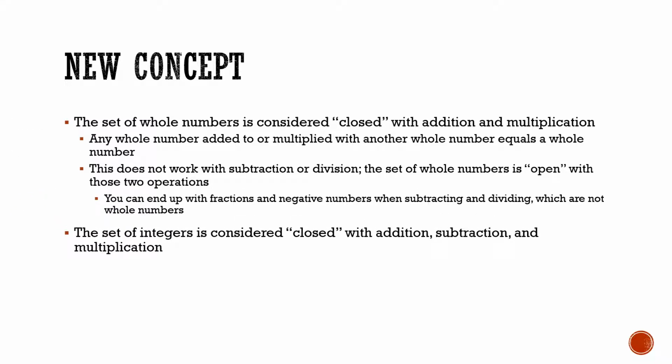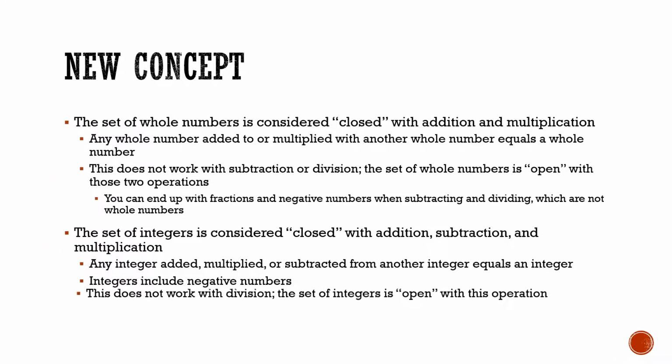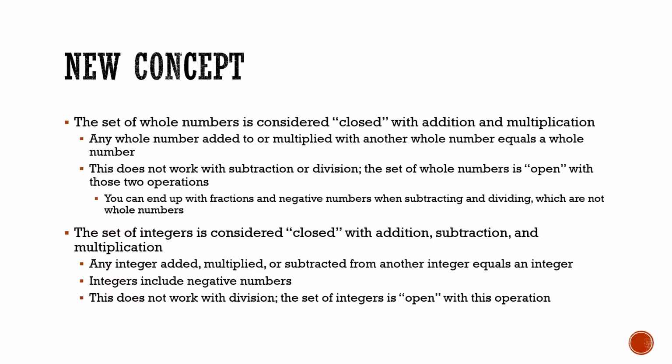The set of integers, which remember are all the whole numbers and their negative opposites, that set is considered closed with addition, subtraction, and multiplication, so all three, because negative numbers are part of the set of integers. So you're always going to get an integer as an answer. The only operation that doesn't work with is division, because with division you can again end up with fractions as answers, and fractions are not integers.